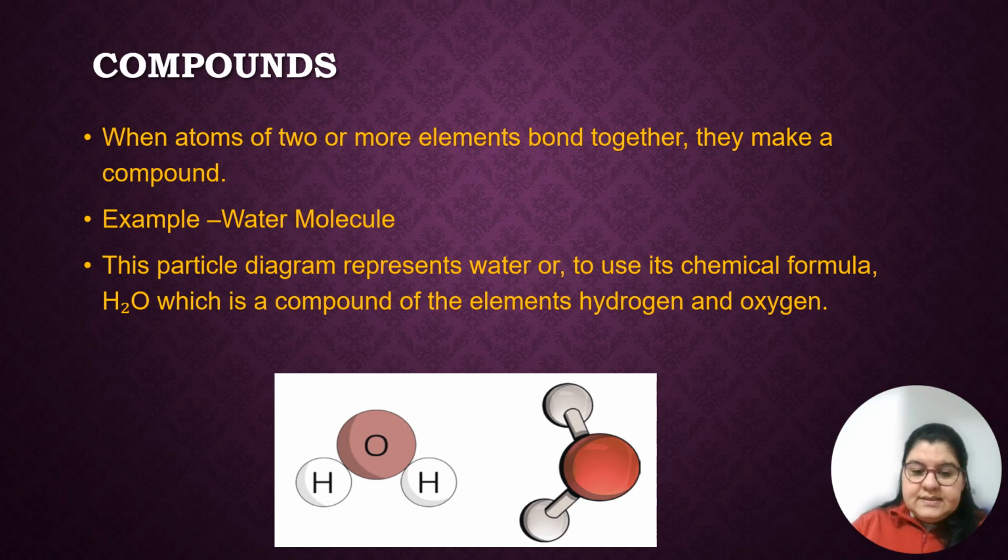Here you can see that there are two hydrogen atoms bonded with one oxygen atom. And this is a diagrammatic representation of the same thing. Hence, in a water molecule, there are two hydrogen atoms bonded to one oxygen atom in the ratio of 2:1. Let's move ahead.